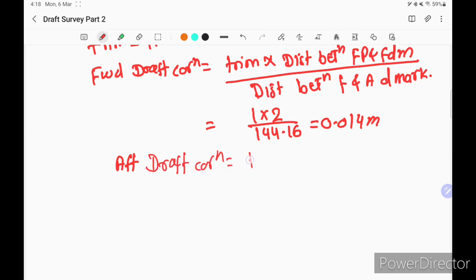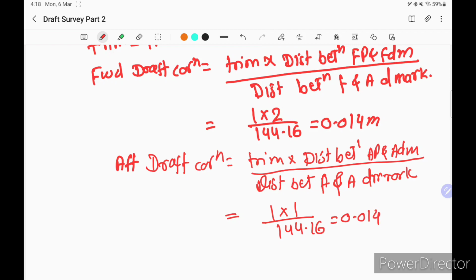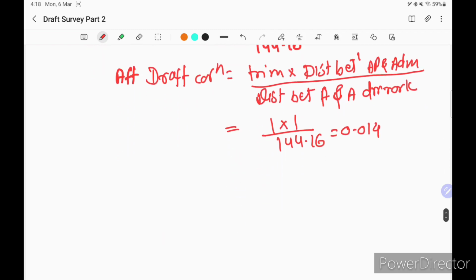Same formula: trim into distance between aft perpendicular and aft draft mark, divided by distance between forward and aft draft mark. So 1 into 1 divided by 144.16 is equal to 0.014. Mid draft correction.